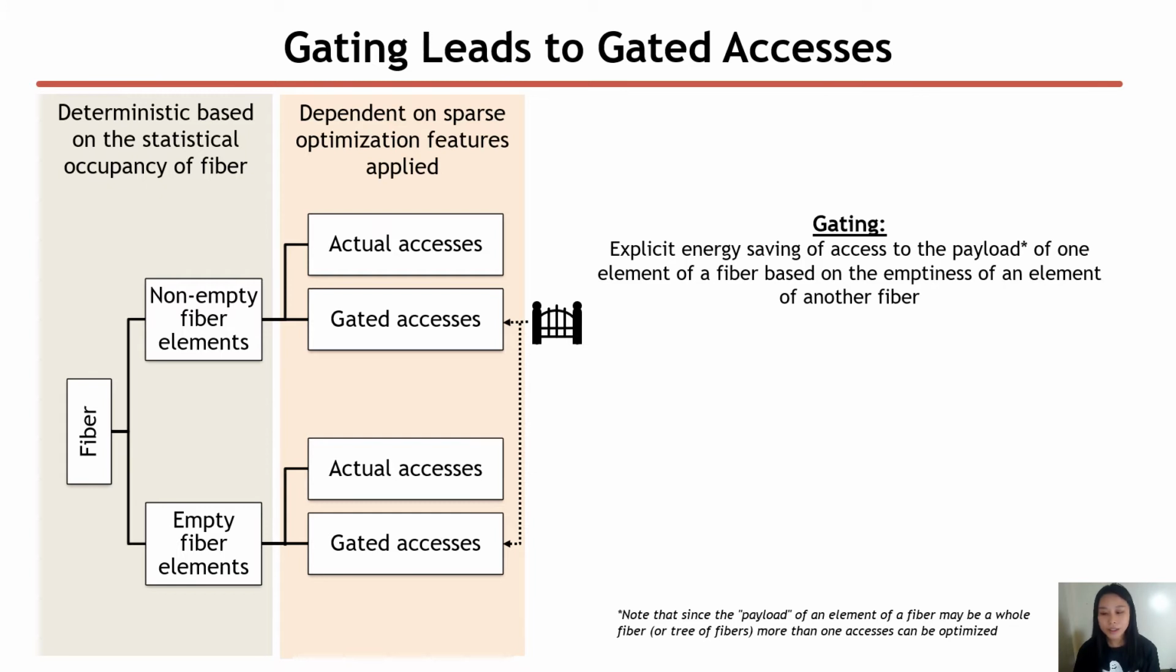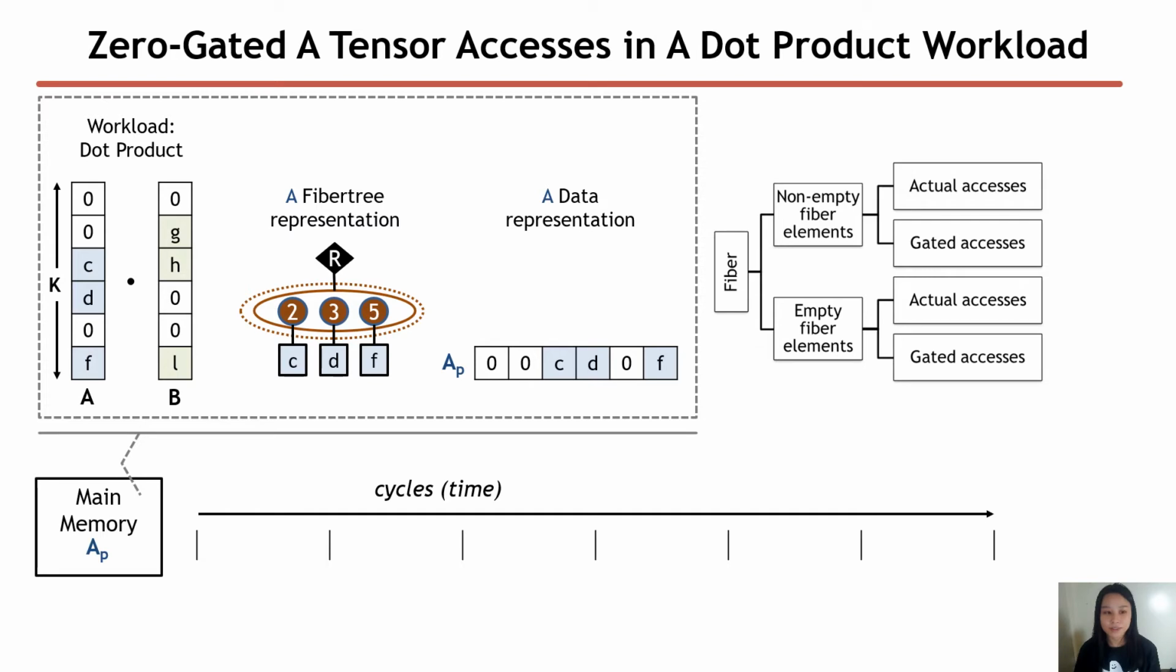yourself. And one note to pay attention to is that for simplicity, we can now treat payload as the exact value, but you could imagine the payload as a fiber or a tray of fibers. So you could actually eliminate more of your fiber tray with the gating optimization. But for simplicity, let's just treat the payload as a value as the first step. So essentially, you're eliminating the read of a specific value in your tensor by looking at another one. So let's look at an example to solidify this idea.